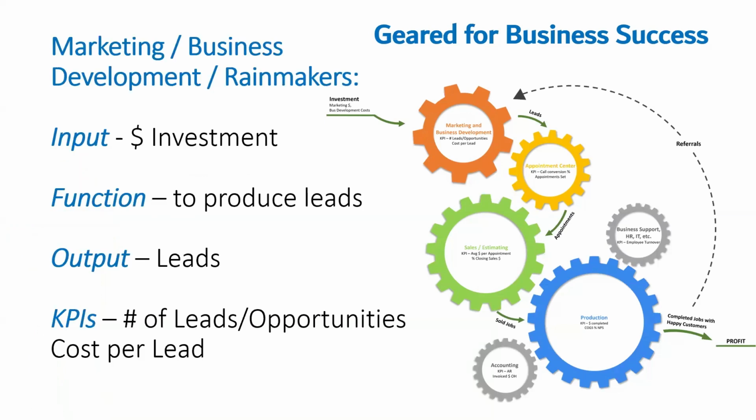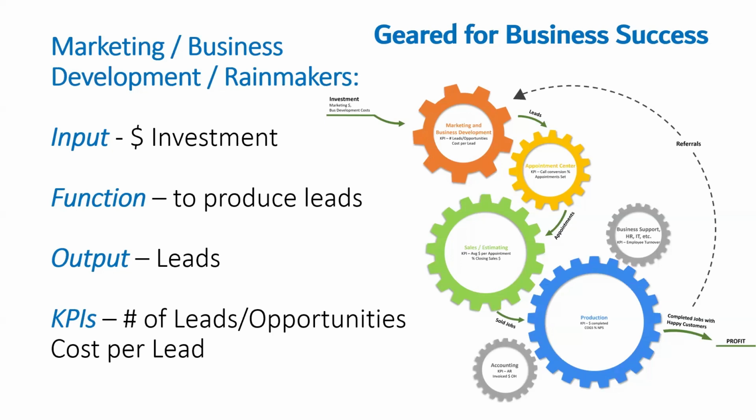So, a deeper dive into the marketing department. This is whatever you call it in your business. It's business development, marketing, rainmakers, but these are the people who get the opportunities, get the leads, and that's their function. So we talked about how an investment goes in the top. That's our investment in the marketing dollars that we spend in our marketing budget. And they need to produce leads now. That's their job. They do it through all kinds of different manners, but the function and the focus of this gear is to produce leads.